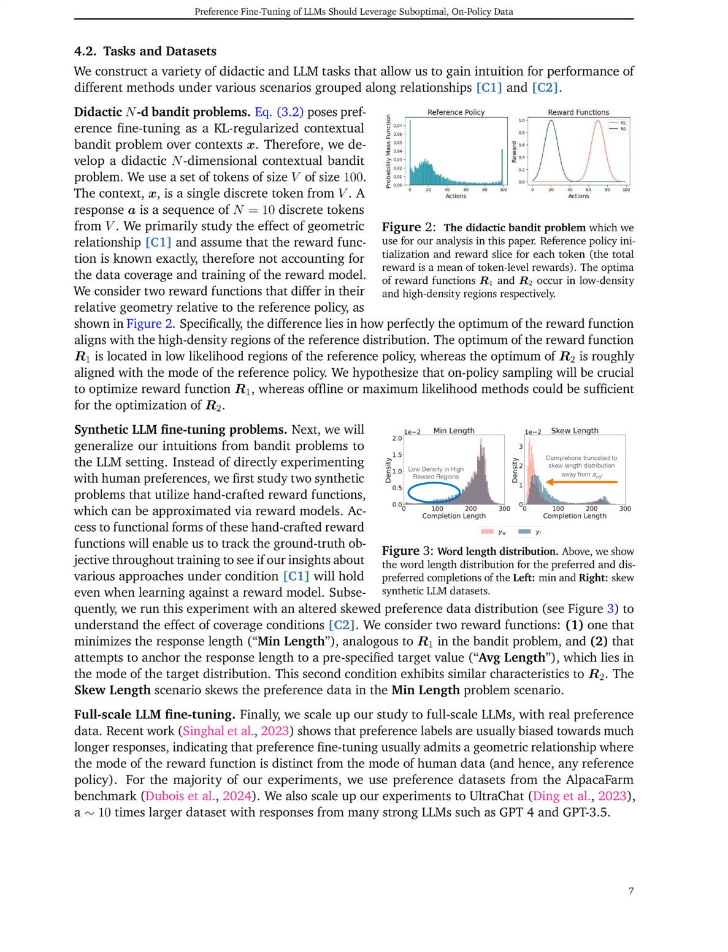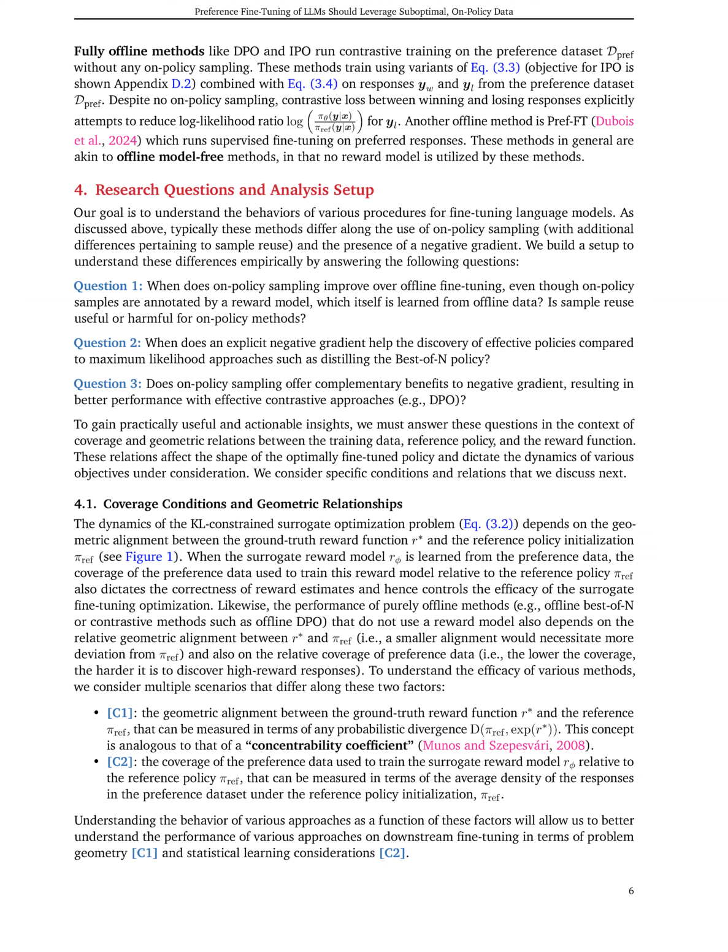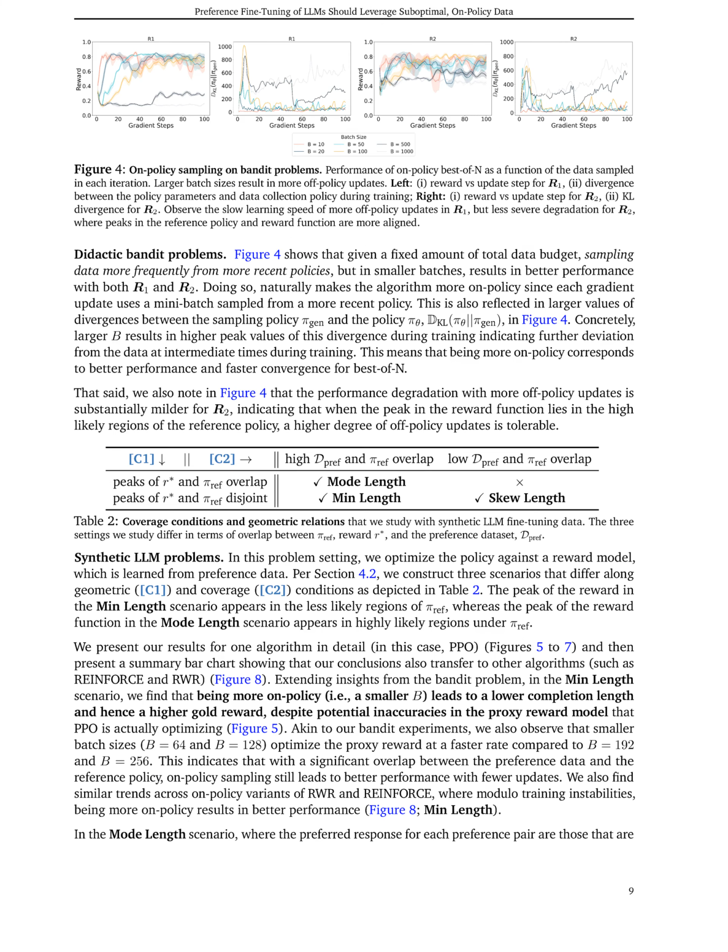The method is validated or tested through a rigorous empirical study that includes various experiments on didactic bandit problems, synthetic LLM problems, and full-scale LLM fine-tuning problems. The validation process involves investigating the role of on-policy sampling, negative gradients, and their combination in optimizing language models for preference fine-tuning. The study includes analyzing behaviors of different methods under coverage conditions and geometric relationships in the problem.